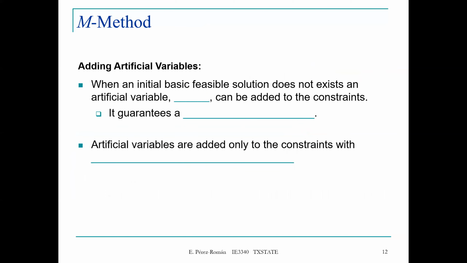We add those artificial variables. When an initial basic feasible solution does not exist, an artificial variable, Ri, greater or equal to 0, can be added to the constraints. It guarantees a starting basic solution. Artificial variables are added only to the constraints with equalities or greater or equal to.